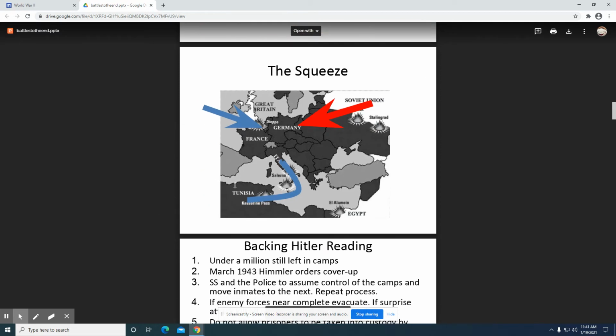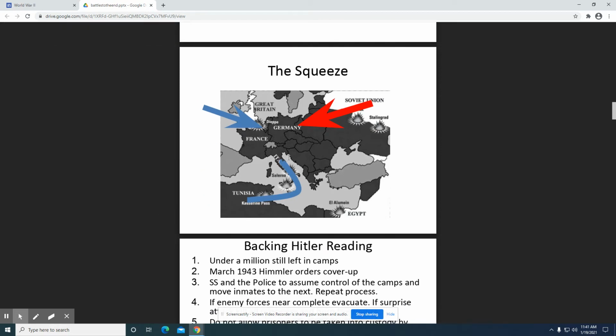The squeeze, we've already addressed this before. So pretty much what we have is that the Allies want to be able to attack Germany from three different directions, but it is dependent on a couple of things happening. You have to be successful at Normandy, you have to be successful in Africa with Torch, and you also have to hope that the Soviet Union is able to attack from this particular direction. And then you would pretty much wind up squeezing Germany by attacking in three different directions.